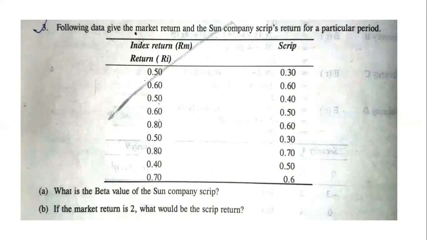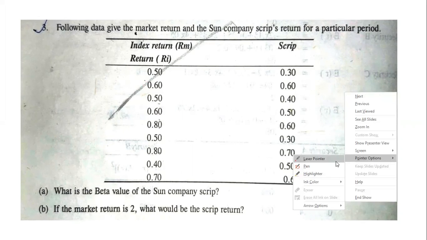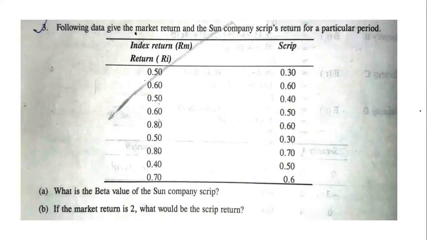So looking at the problem, we can see here. The following data give the market return and the Sun company script's return for a particular period. So we have both the data. One is for the market and another one is for stock return. So this is index return, that is nothing but market return. This represents whole data, and this is script return, that is nothing but Ri.